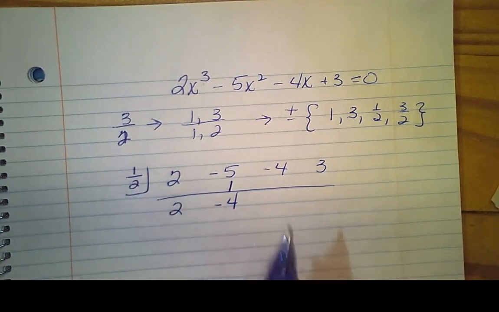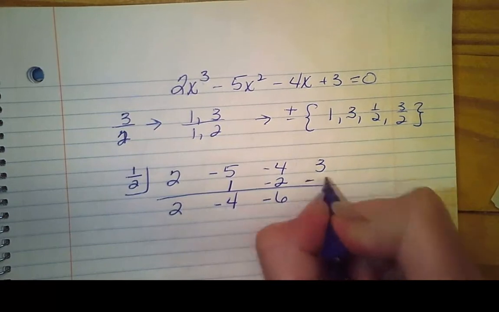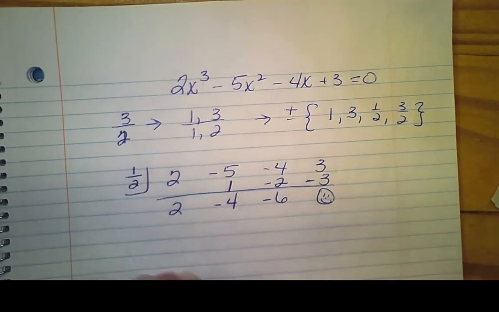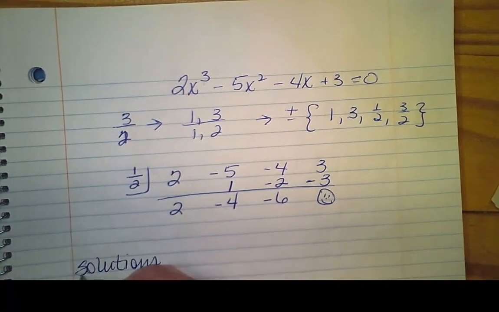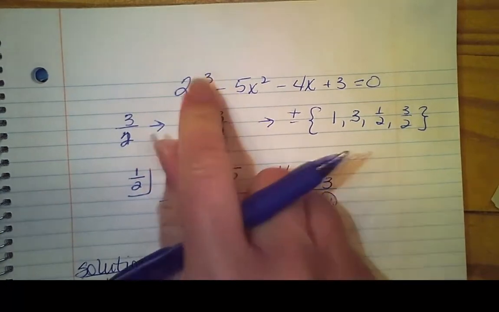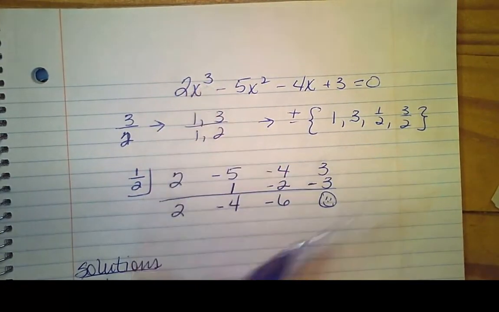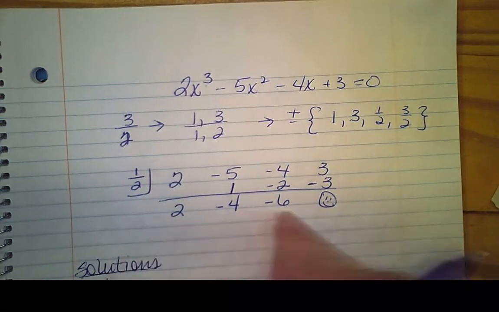So what is half of -4? That's going to be a -2, which gives me -6. What is half of -6? Well, it's -3, and I got a 0. So I just figured out one of my solutions, or one of my zeros, is 1/2. So this tells me I'm looking for a total of 3 answers. I just found out that one of them is a half. So now I can break down what's left.